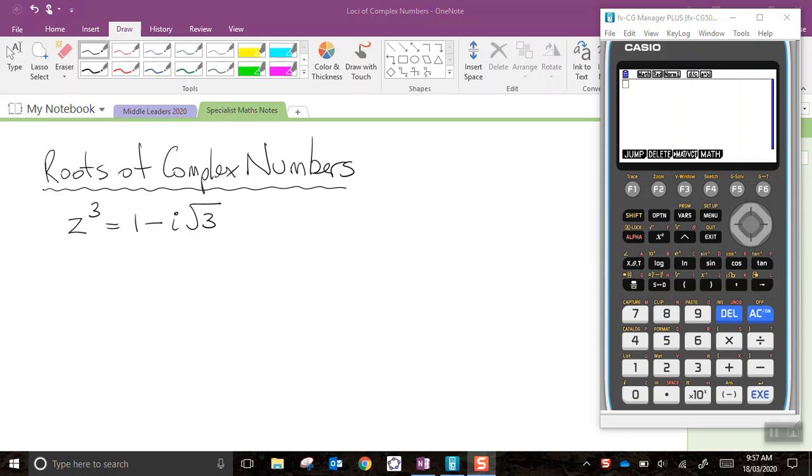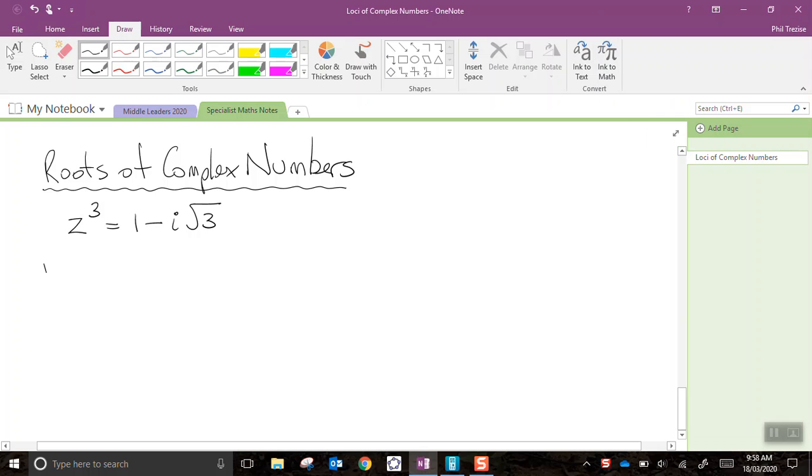Hi everyone, this next video is going to show us how to find the roots of complex numbers, and here's a good question that I've got for us. So z cubed. Now it's best if we consider these complex numbers in polar form. So I'll write r cis theta cubed equals, and now we need to figure out this in polar form.